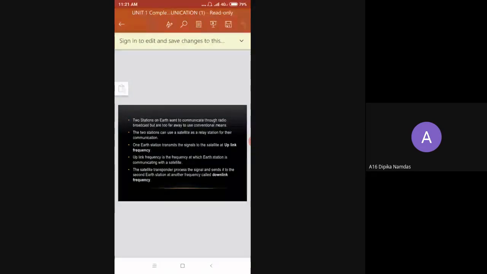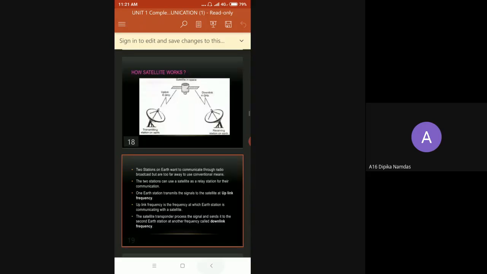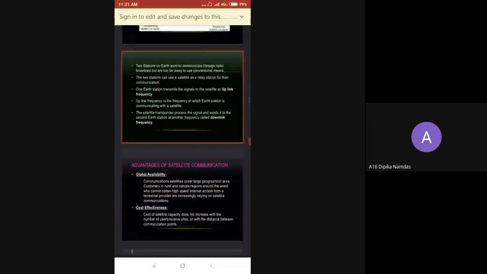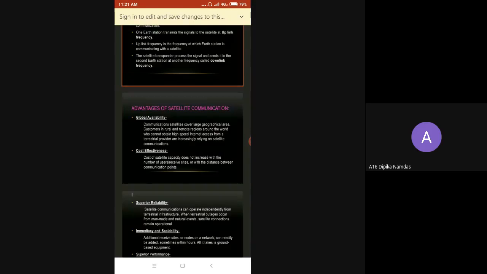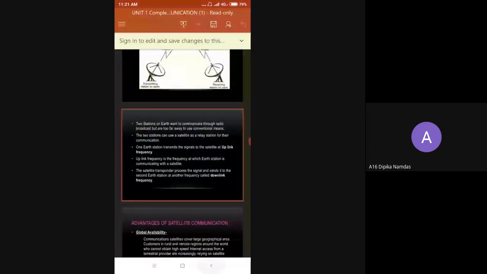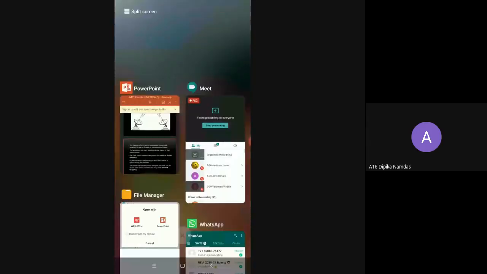The frequency of transmitting is different and the frequency of receiving is different. That is the transponder function for downlink. We are using the frequency of 6 gigahertz for uplink and 4 gigahertz for downlink. Okay, we'll see tomorrow the advantages and disadvantages of satellite. You should be ready. I will ask you questions at any time.